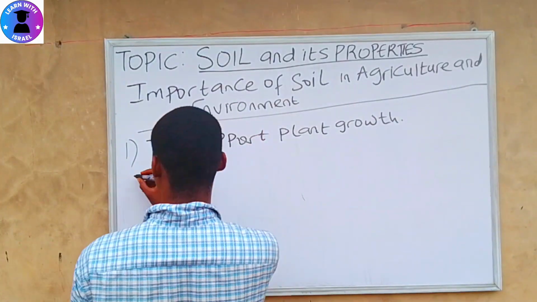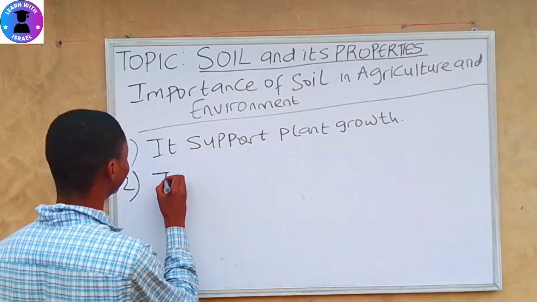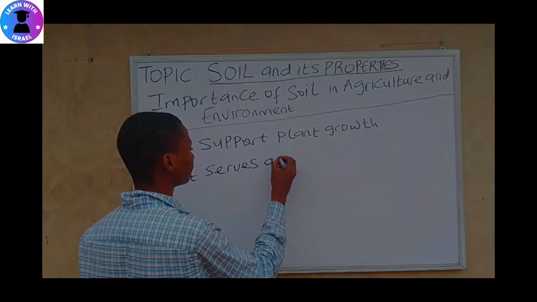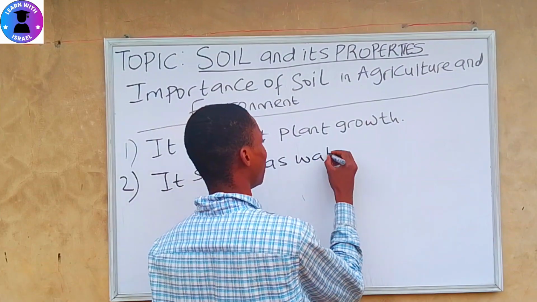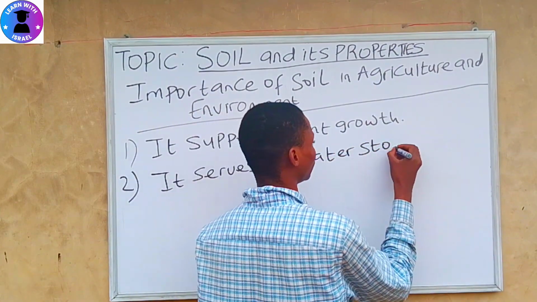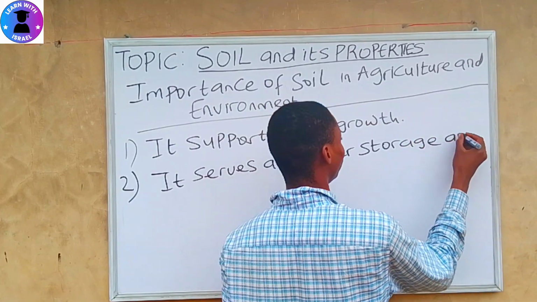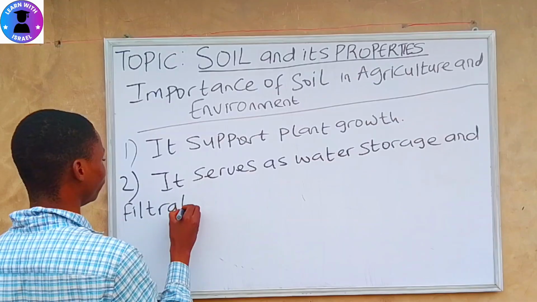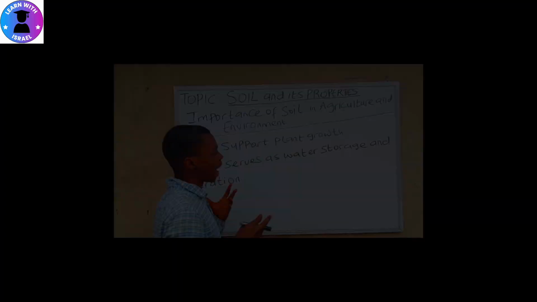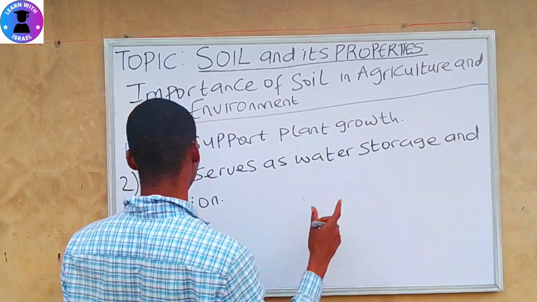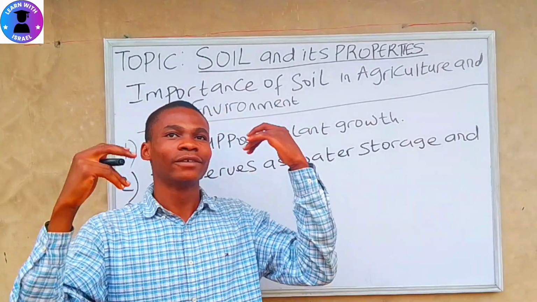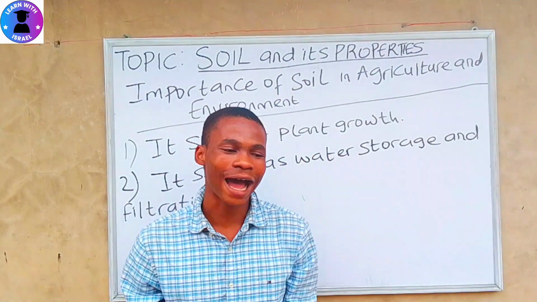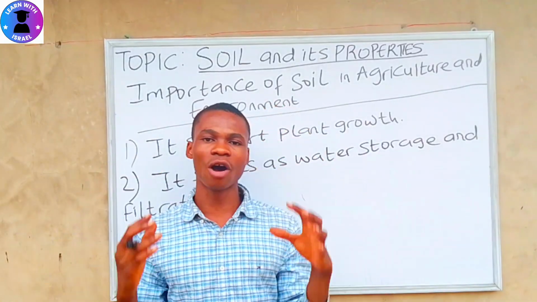So let's move to another importance. The next one is soil serves as water storage and filtration. And when I say it serves as water storage and filtration, I mean once rainfall occurs, it helps during rainfall to absorb water and store it underground.